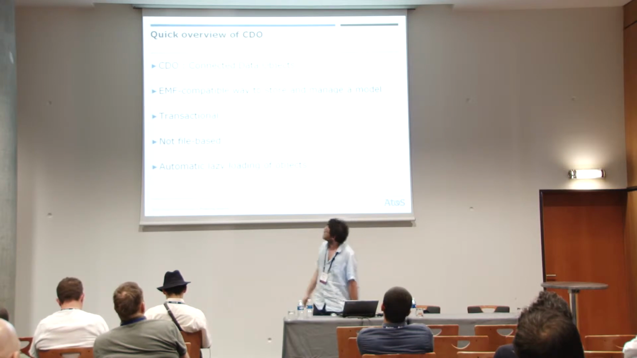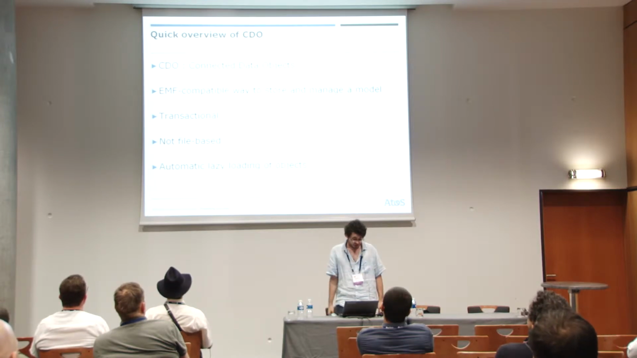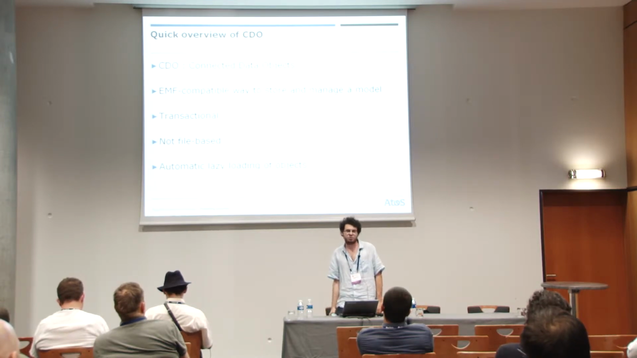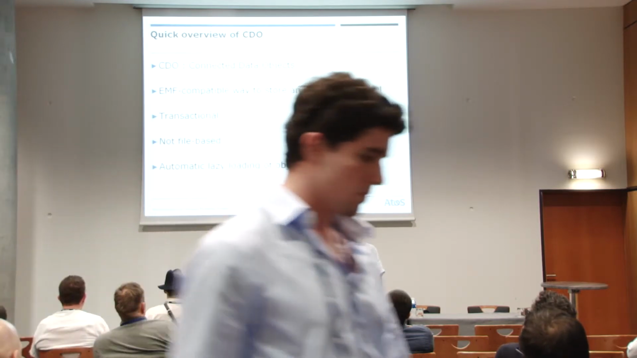So CDO, Connected Data Objects. It's an EMF-compatible way to store and manage a model, its evolution and its variance. There are mechanisms like auditing, so you can go back in time and have a view on your models at that time. There is branching, so you can work on your own branch and modify your models. Merging and diffing is not included in CDO itself, but all the basic bricks are here to do it.